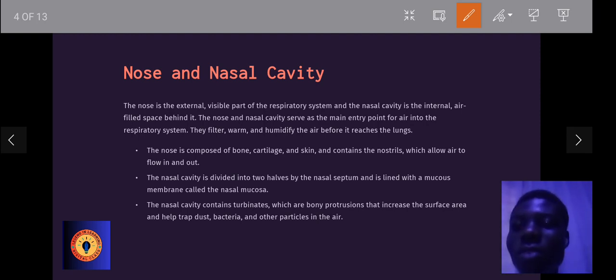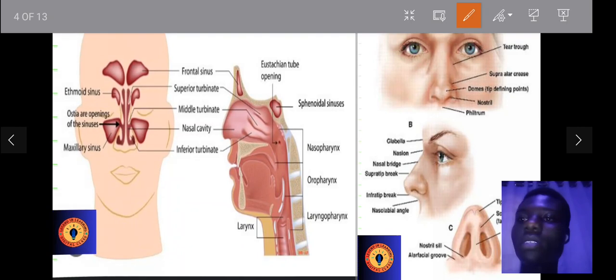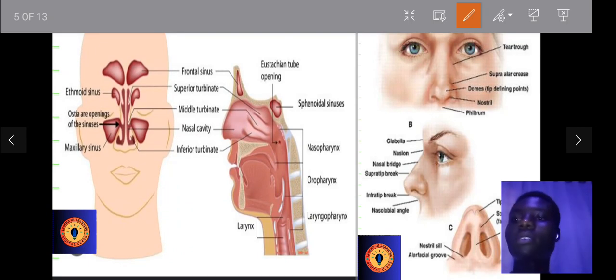And the nasal cavity again contains turbinates. I want to talk about turbinates. The turbinates are responsible for increasing surface area to trap dust, bacteria, and other particles in the air that are passing through the nose. I'll show you a diagram of the turbinates when we move on. Okay, there it is. This is a diagram of it. So let's look at it.